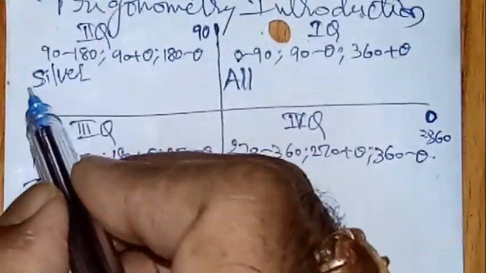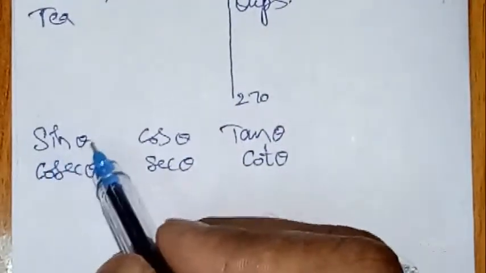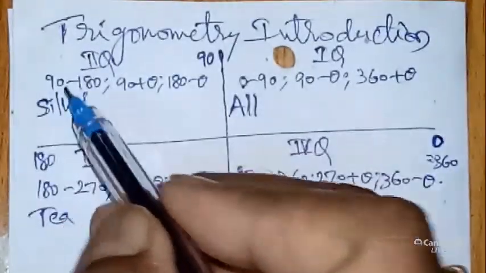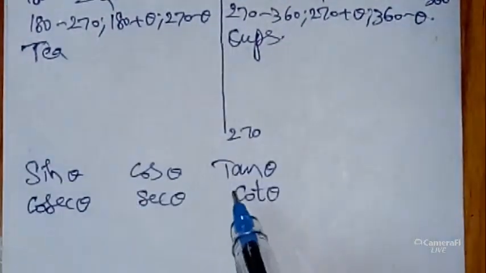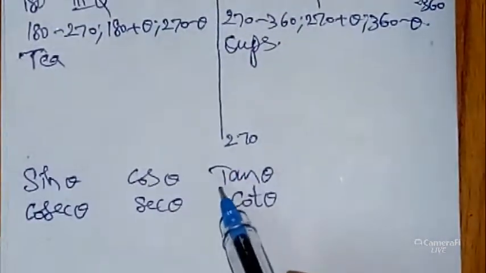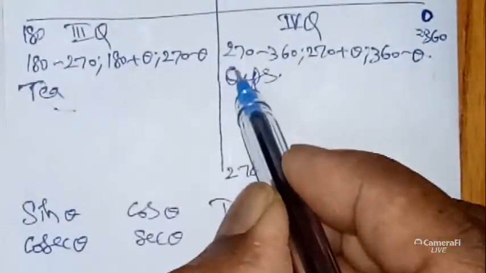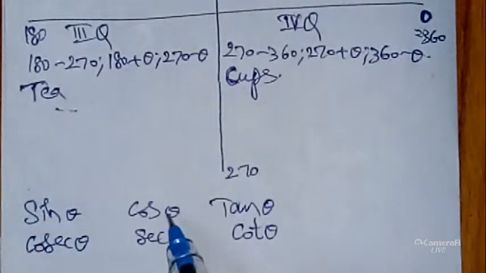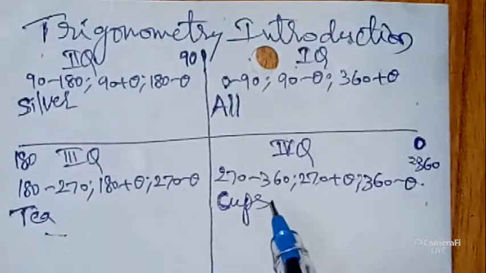Next, starting with the S letter, sin theta and cosecant theta are positive in the second quadrant. Next, the third quadrant, starting with the letter T: tan theta and cot theta are positive in the third quadrant. Next, starting with the C letter, cos theta and its reciprocal, secant theta, are positive in the fourth quadrant.